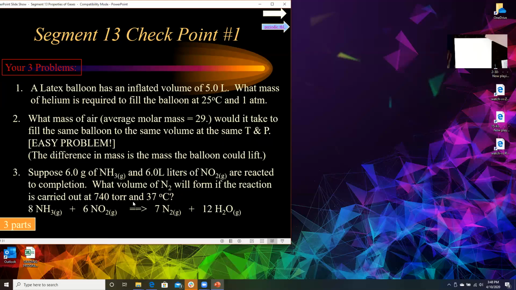The other way you can do it is, okay, let's do it by mass. Well, if I'm going to do it by mass, then I have to convert this 6 liters of NO2 at 37 degrees and 740 torr into mass of NO2. And if I do that, then I can work the problem.